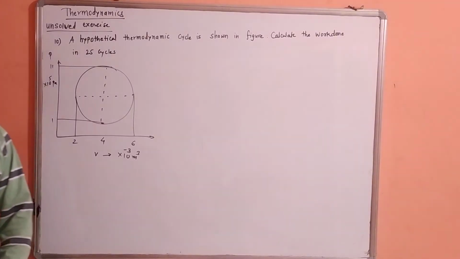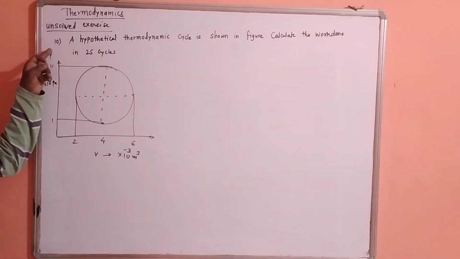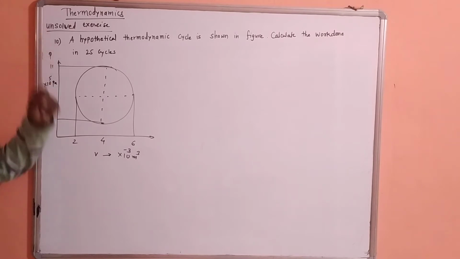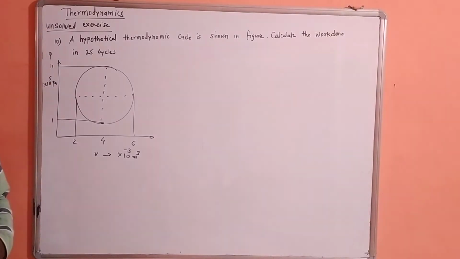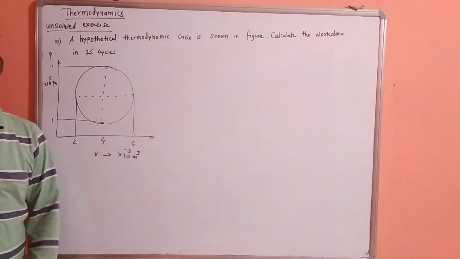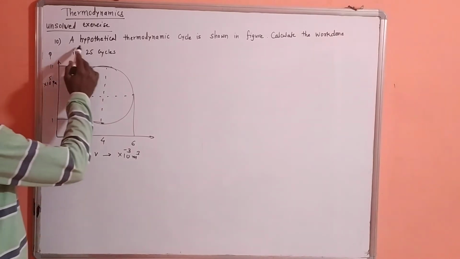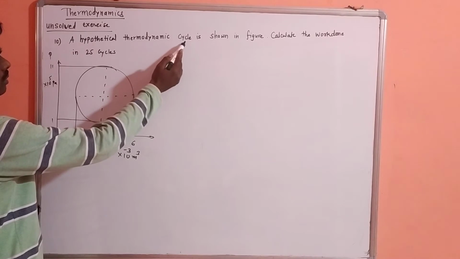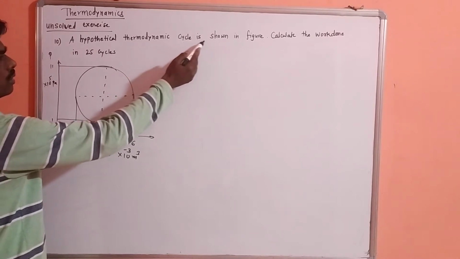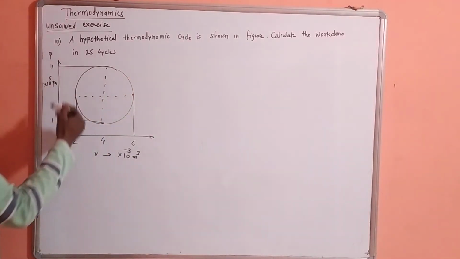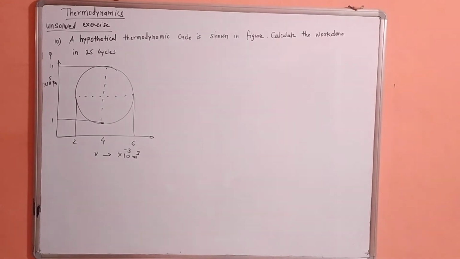Hello student, this is our 10th problem from the unsolved exercise. The chapter is thermodynamics and the book is the Maharashtra State Board book. So read this problem carefully. A hypothetical thermodynamic cycle is shown in the figure. This is the figure given to you.